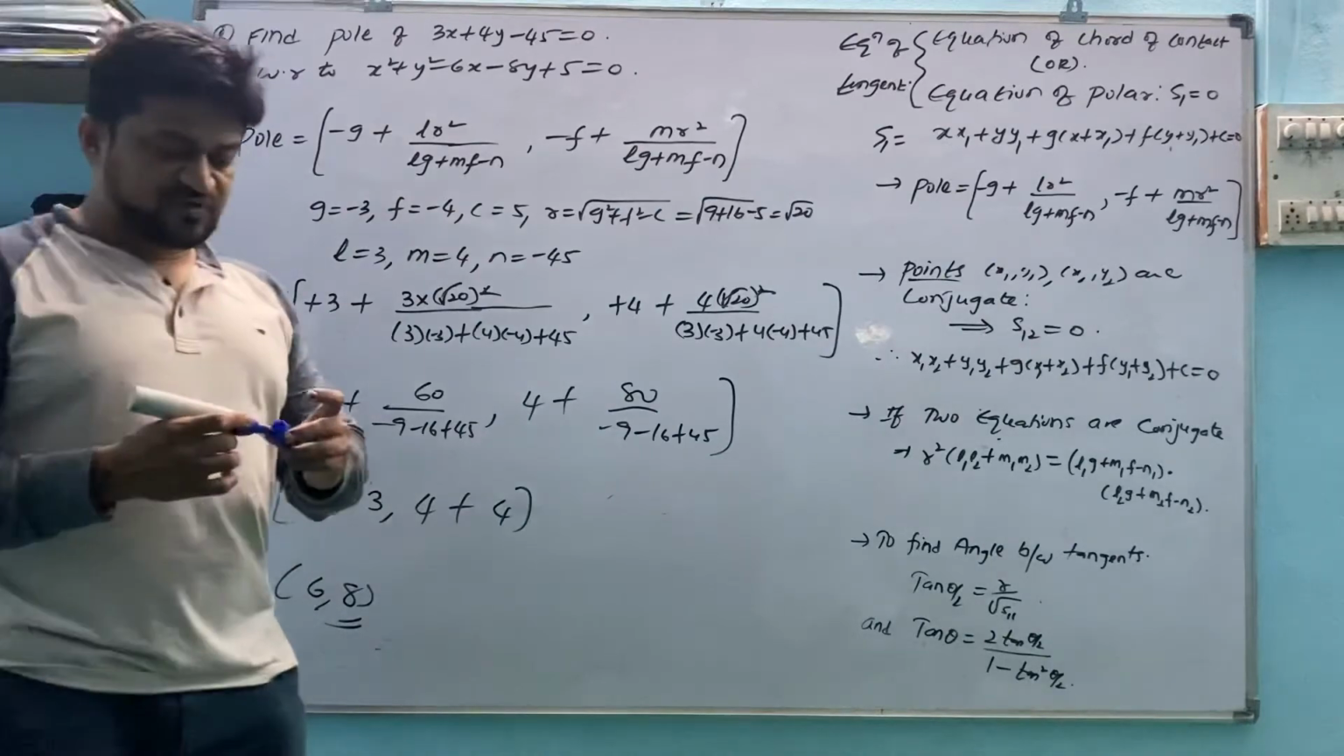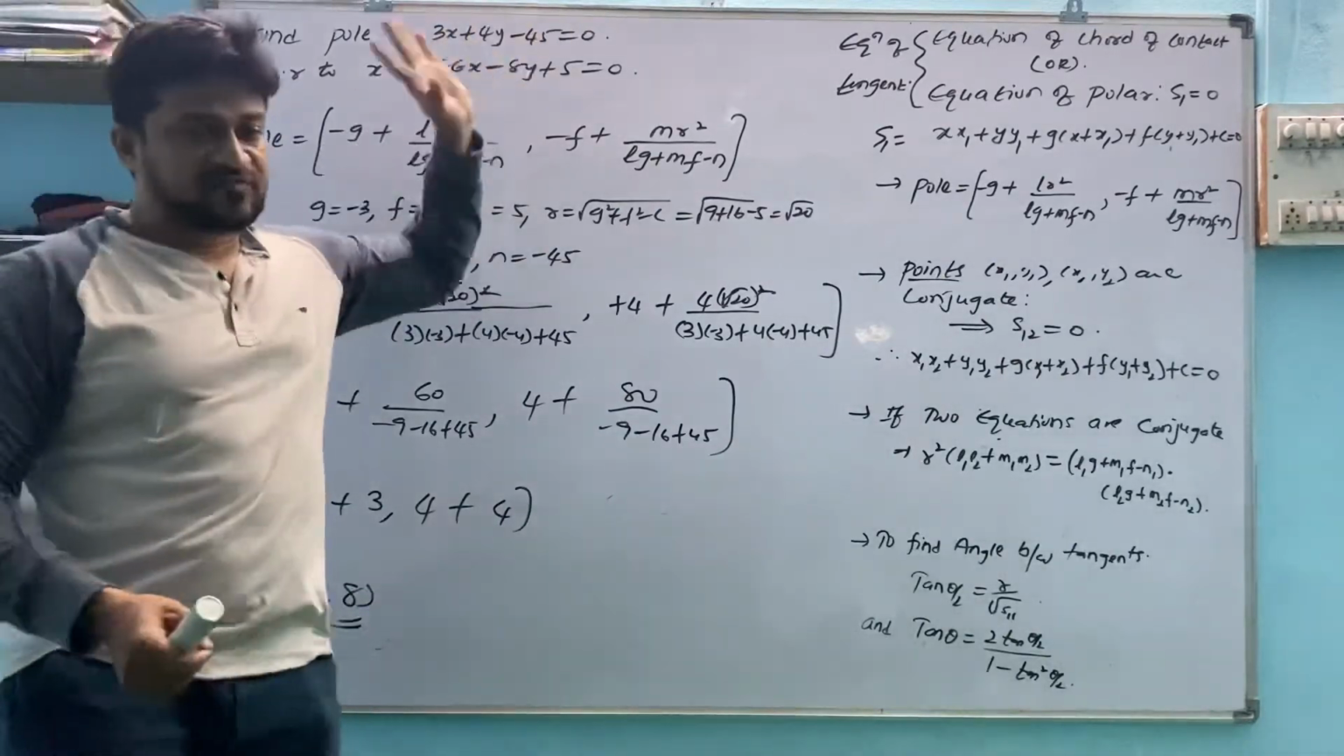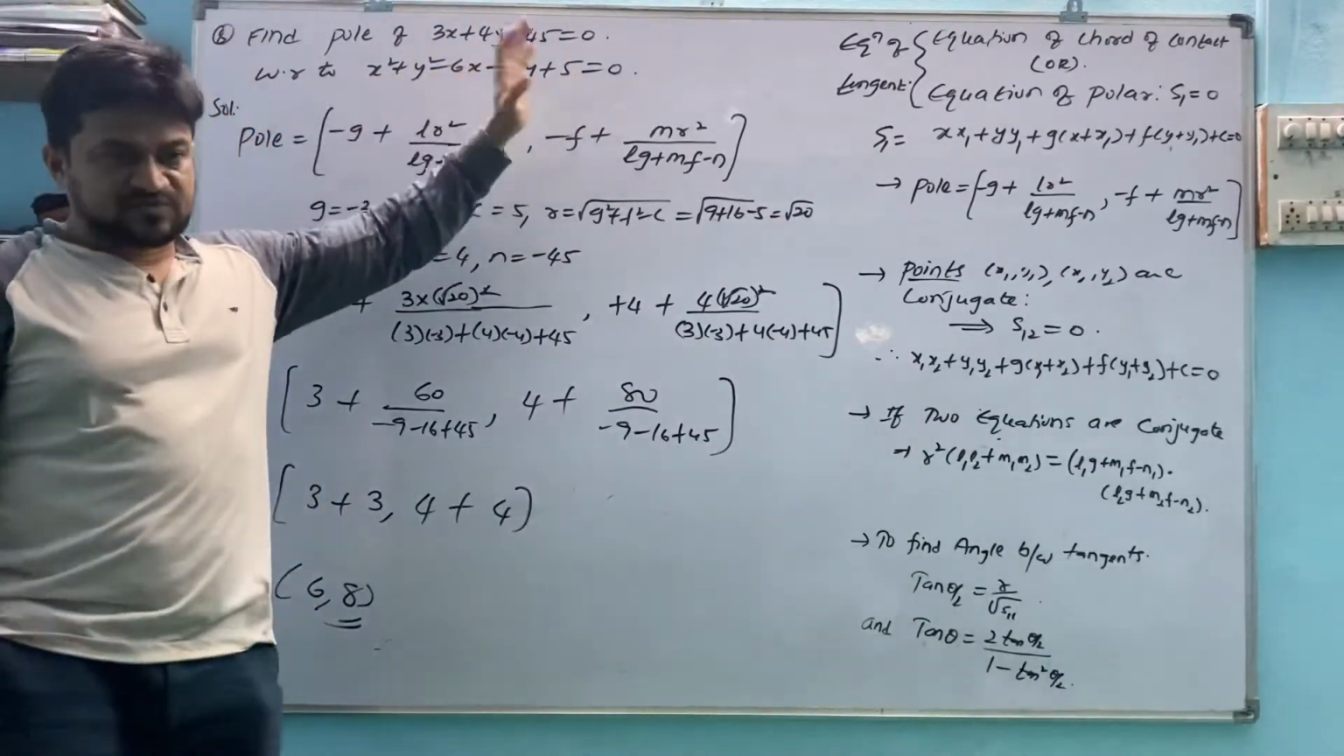To find the pole from the line, you should remember LMN, you have to consider G, F, C values from the circle equation.